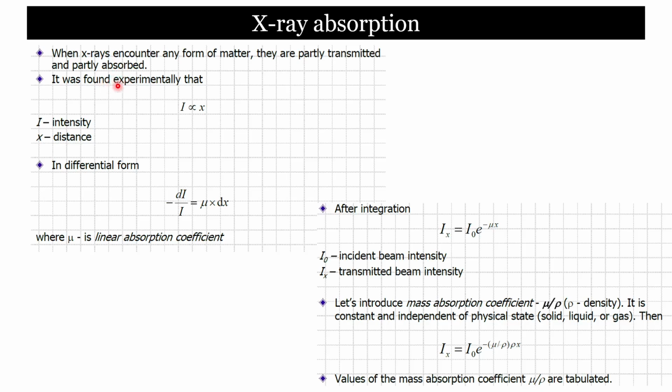It was found experimentally that the intensity change is directly proportional to the distance x, and there is a differential form also. When you differentiate it, you get dI by I equal to minus mu into dx, where mu is the linear absorption coefficient. After integrating this equation you get Ix equal to I naught into e raised to the power minus mu x, where I naught is your incident beam intensity, Ix is your transmitted beam intensity, mu is your linear absorption coefficient and x is your distance.